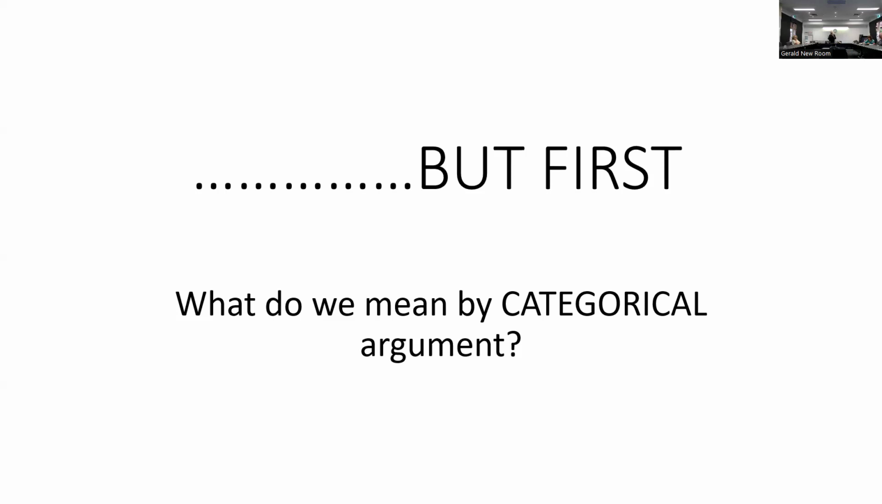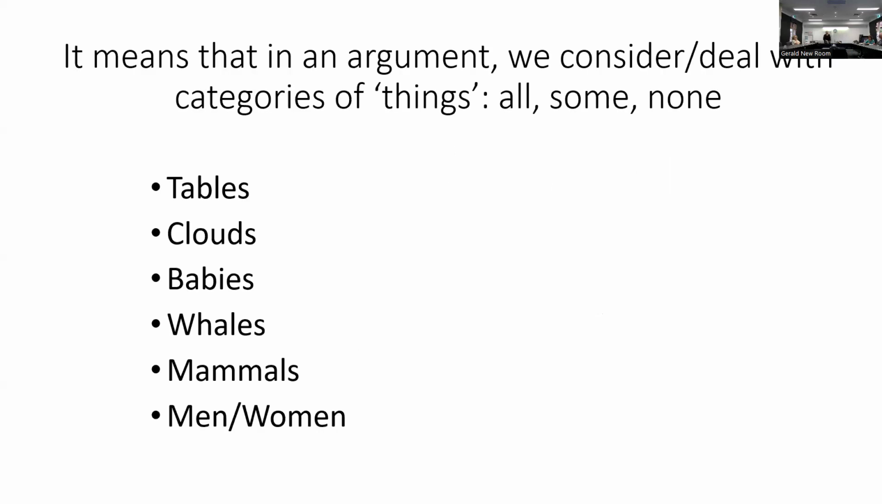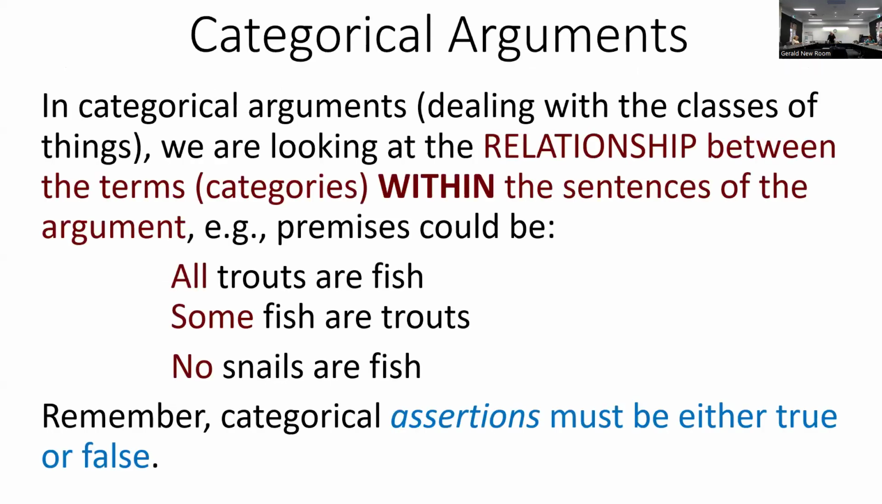So today we are covering categorical, but it's important to think first what it is. Think about what categories are. Usually when we talk about arguments, we talk about all men are mortal, remember? All tables are wooden. All clouds are fluffy. We are talking about categories. We are talking about the relationship within the claim.